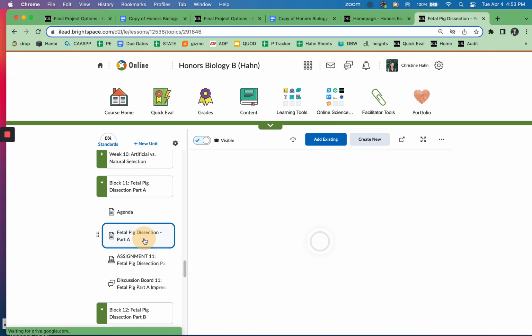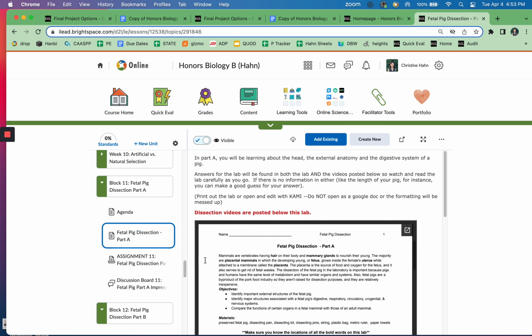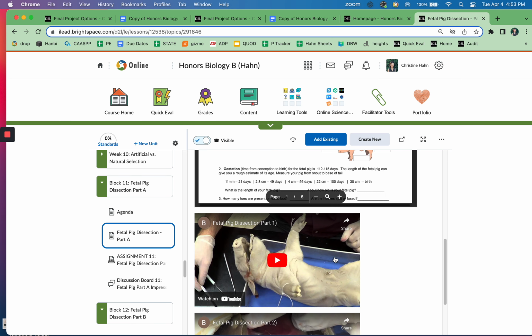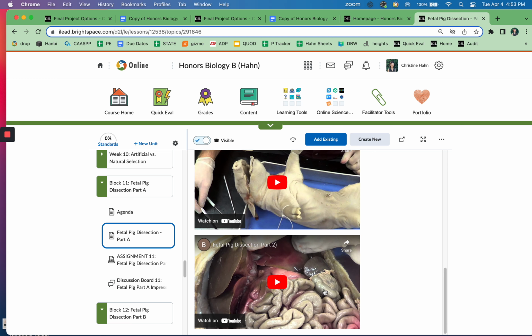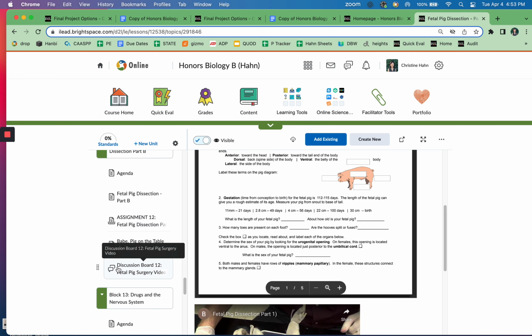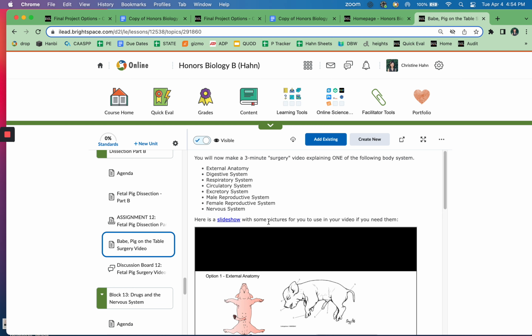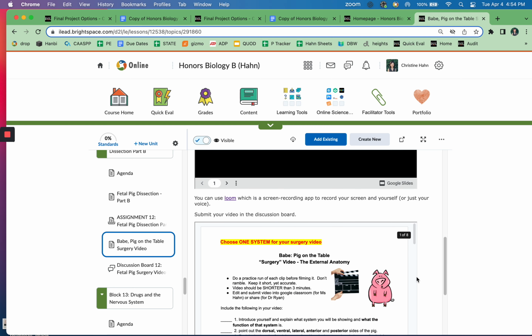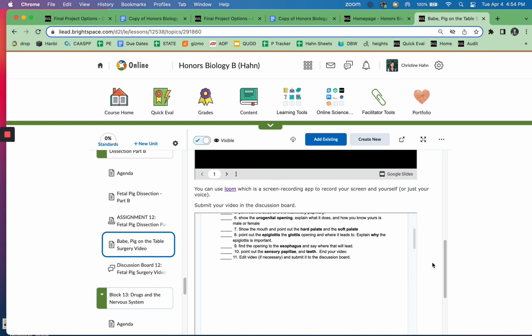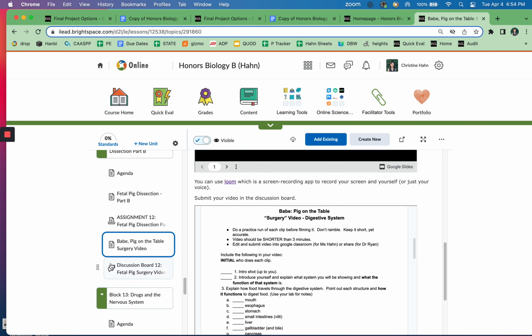And then for the fetal pig, they have the option to order their own fetal pig to dissect, or they can do it using these great dissection videos that take you step by step. And then they fill this out. And then as they finish, they have to create their own surgery video. Not really a surgery video, but they focus on one of the systems, and then they have to make sure that they include information about that system, depending on which system they do.